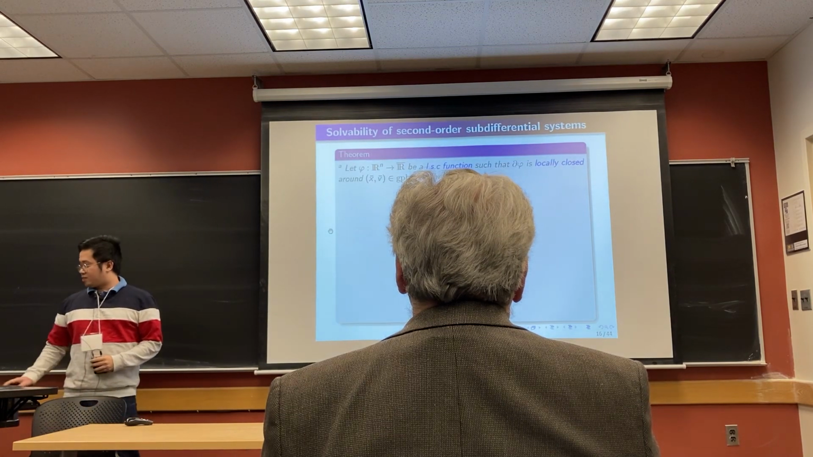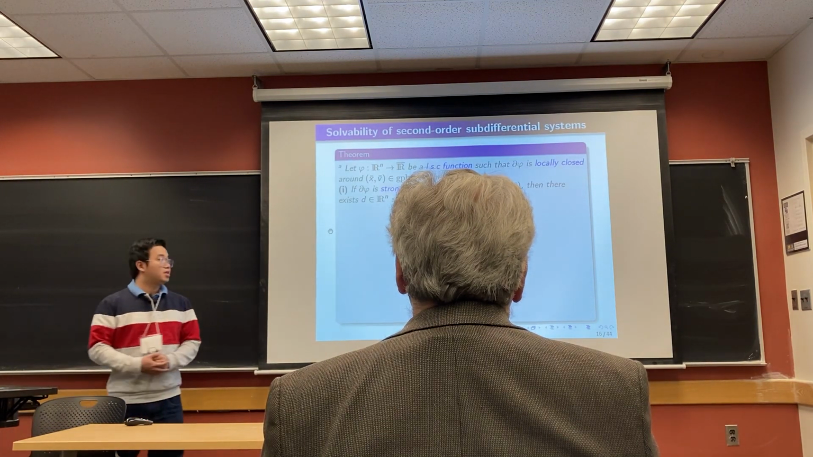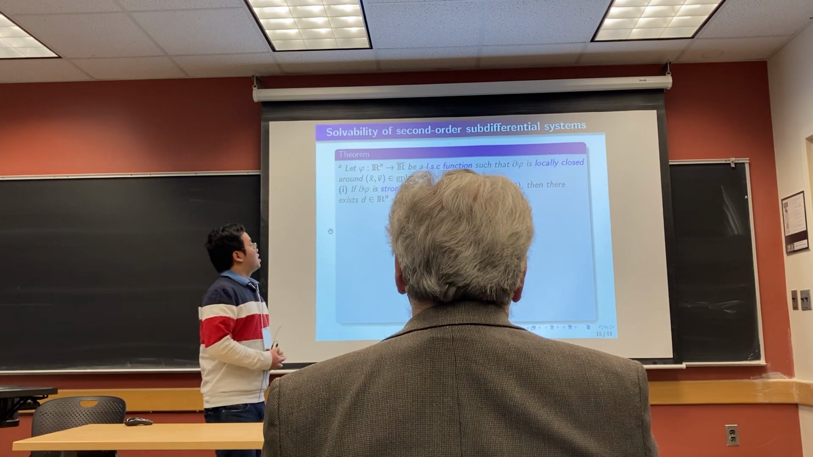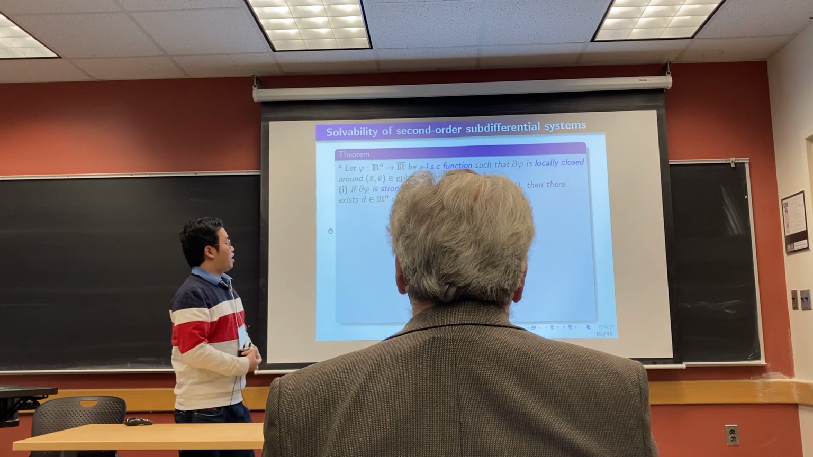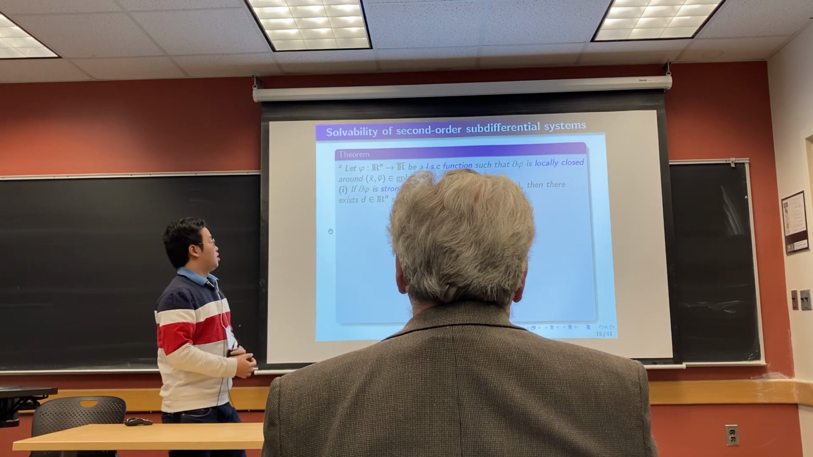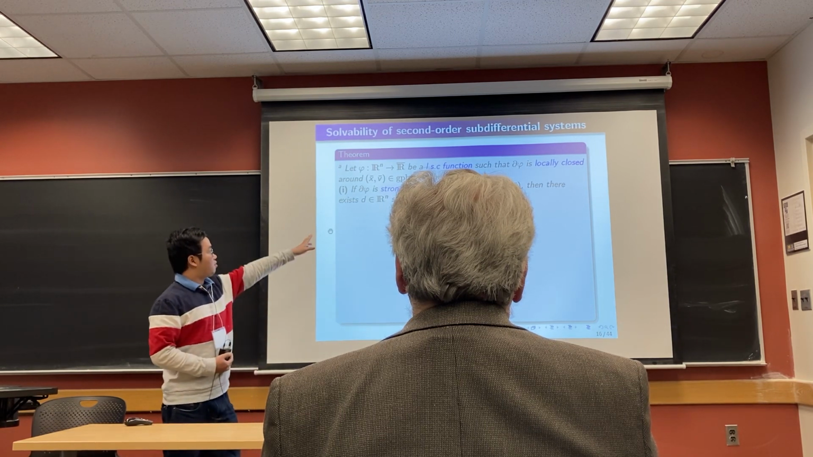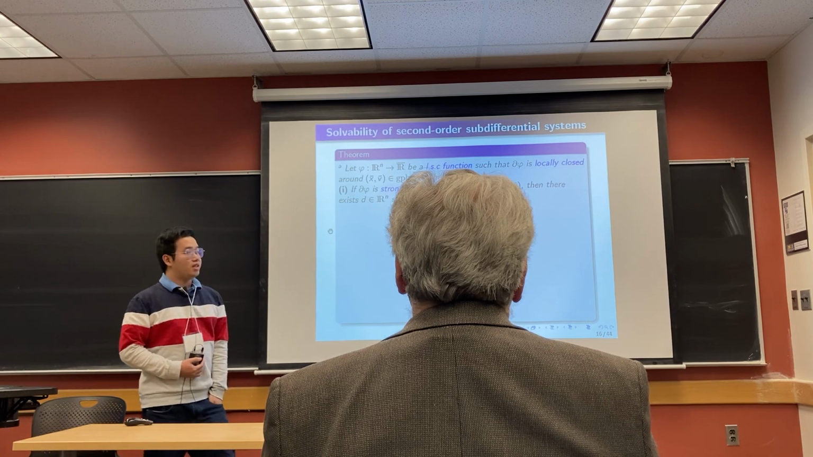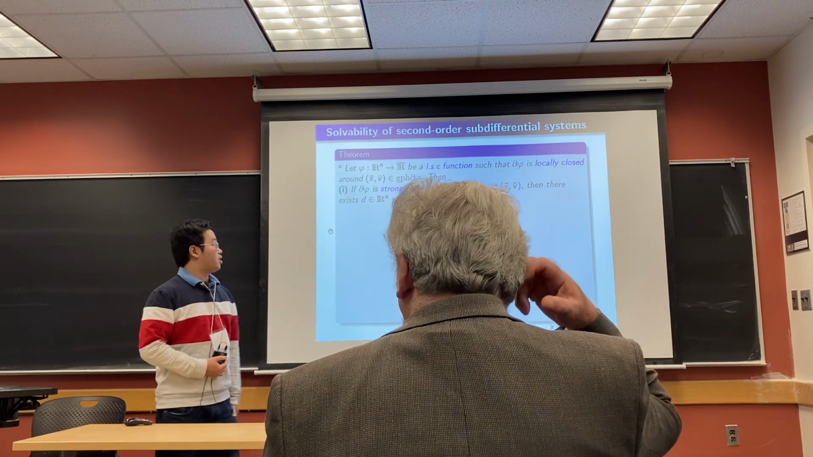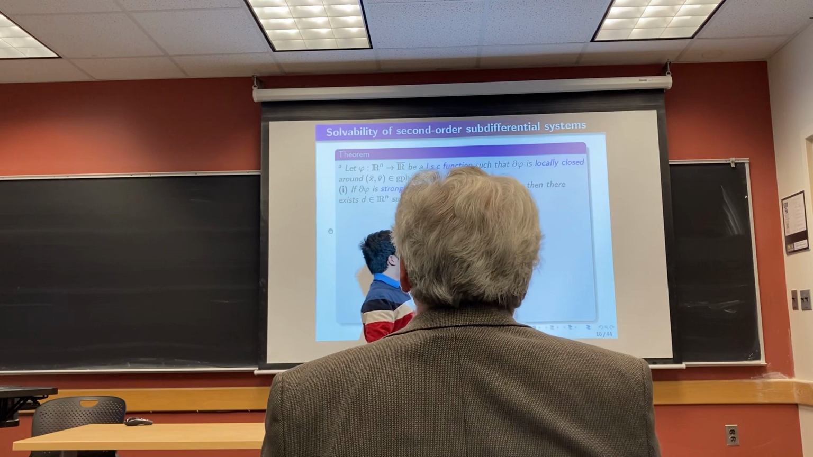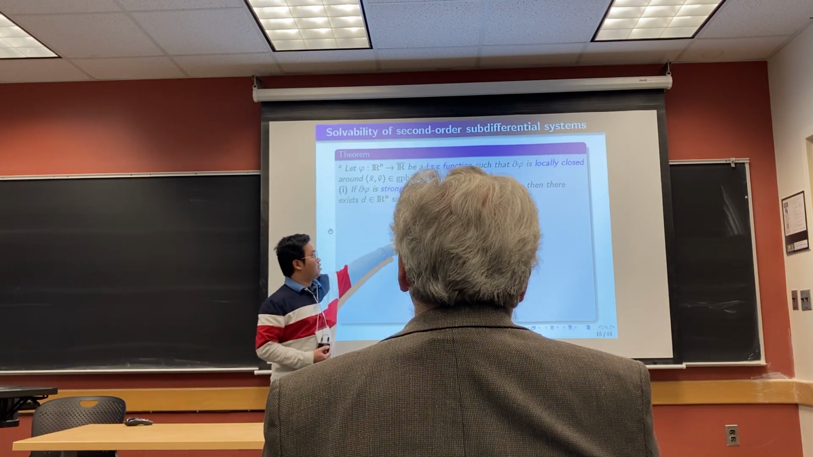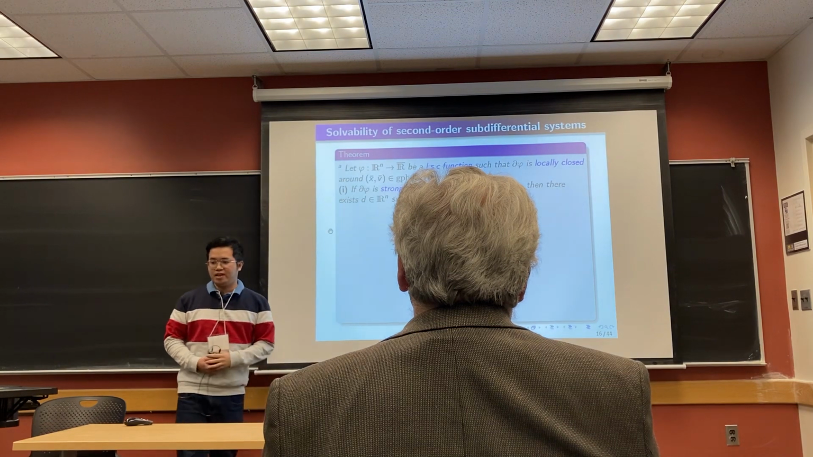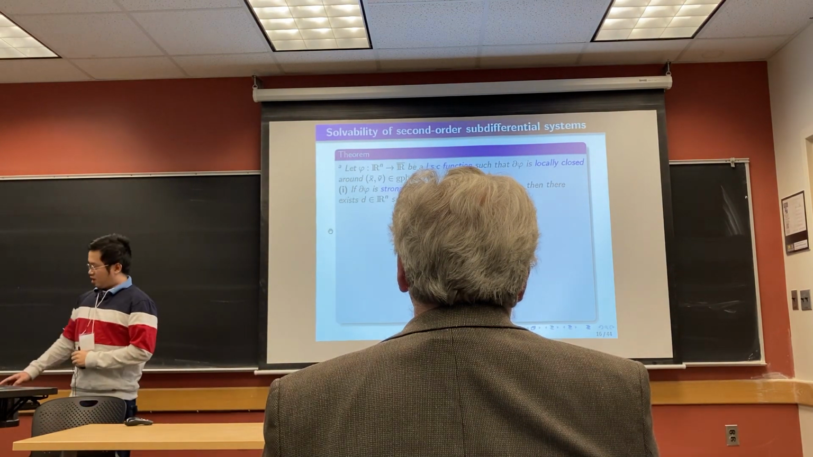And here we have some results about this. The first result is: if the graph of the subdifferential mapping is locally closed and the subdifferential mapping is strongly metrically subregular at this point, then we can find the direction v satisfying this inclusion. That is the first result.